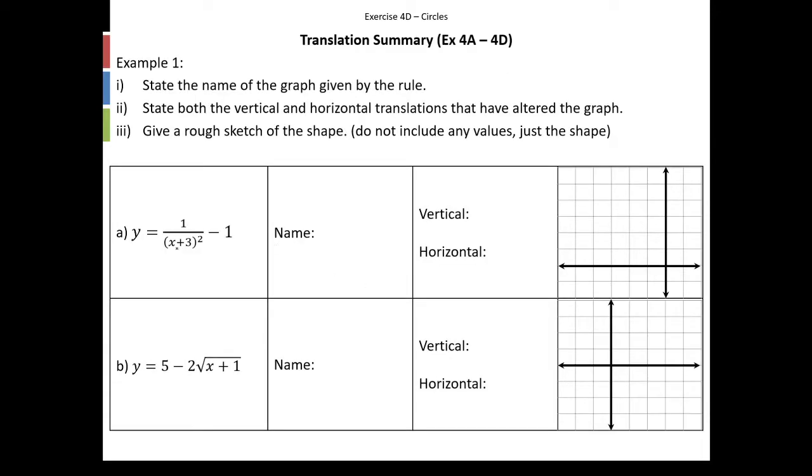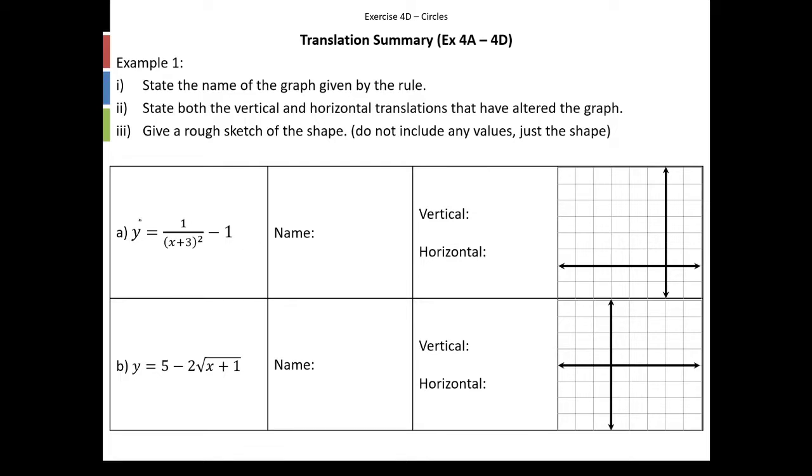So let's have a quick look. A quick translation summary: state the name of the graph given by the rule, state both the vertical and horizontal translations, and then give a rough sketch. I'm asking for a rough sketch, not a full proper sketch with intercepts. Having a look at this, we have a fraction and we have a square.